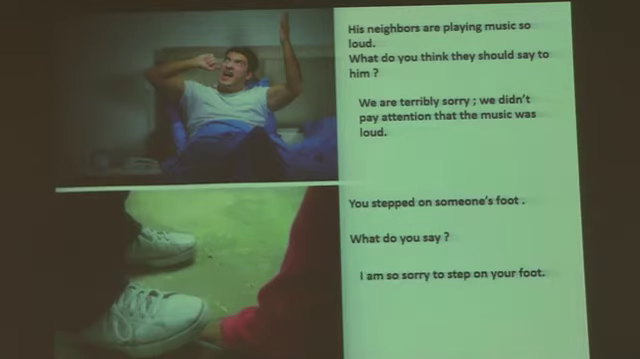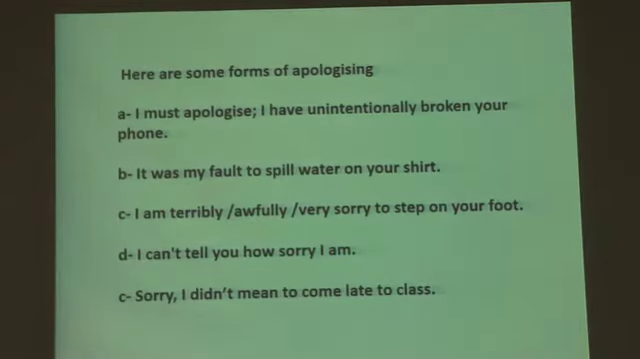We say, one way of saying it, I'm so sorry to step on your foot. I didn't do it on purpose. Excellent. Now we move to more forms of apologizing. I suggest that you copy these expressions or these sentences in your notebook.